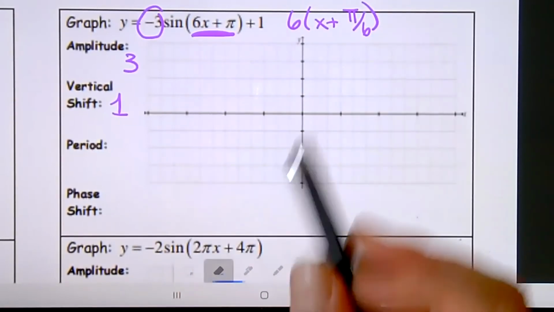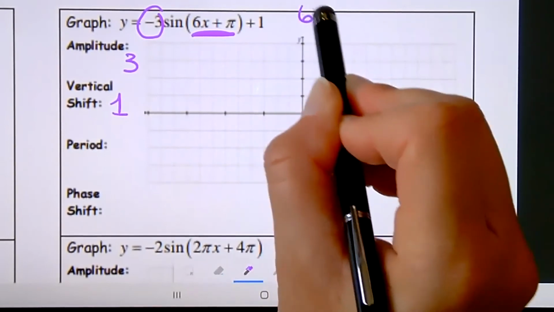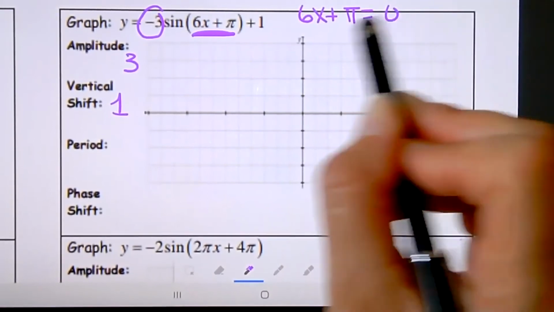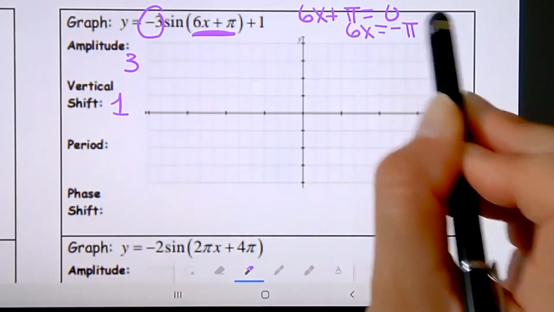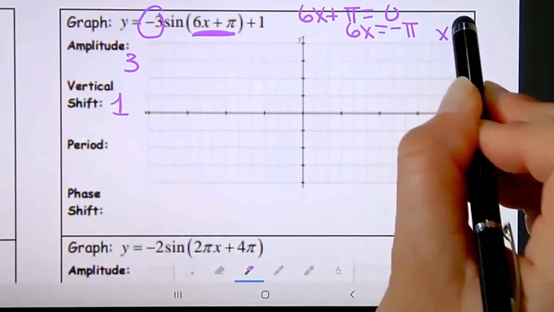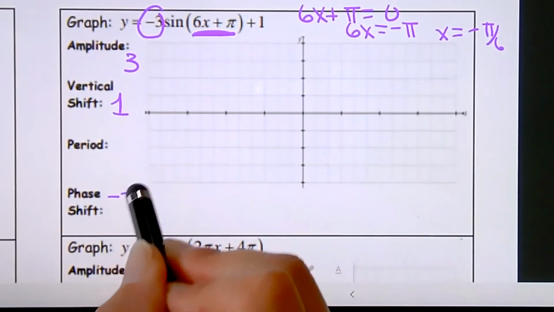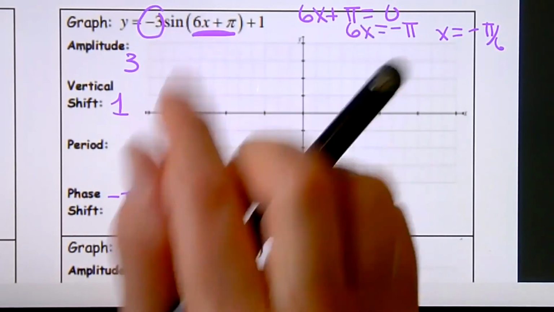So usually what I do is I just leave it, and then I say, okay, well, 6x plus pi equals 0. What makes that 0? And then I just solve. And when I solve, I get 6x equals negative pi, and so x equals negative pi over 6. So that tells me my phase shift is negative pi over 6. So I usually just leave it like this. You can also factor out the 6 if you want.